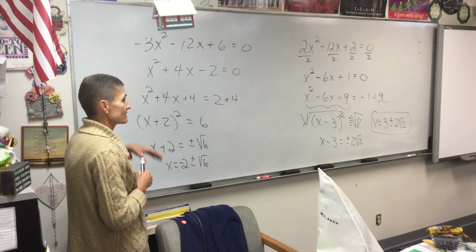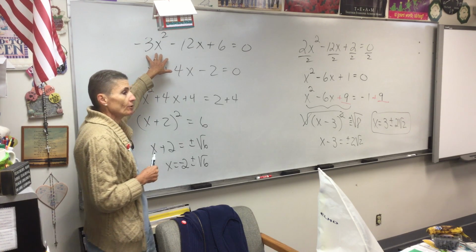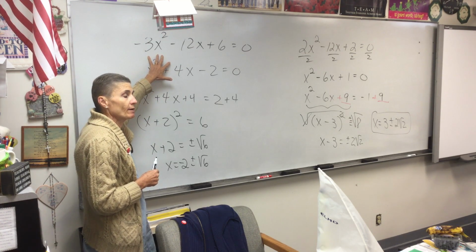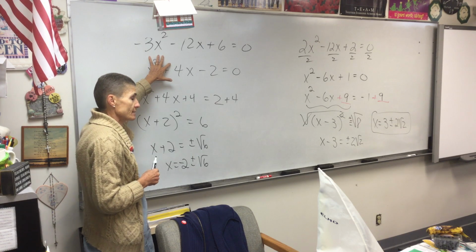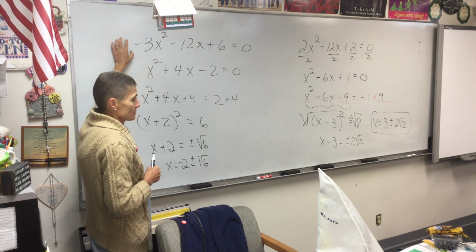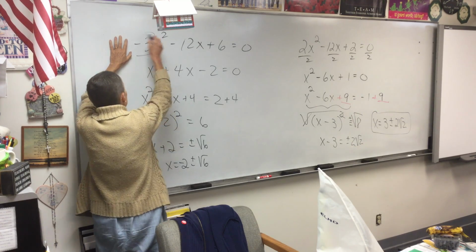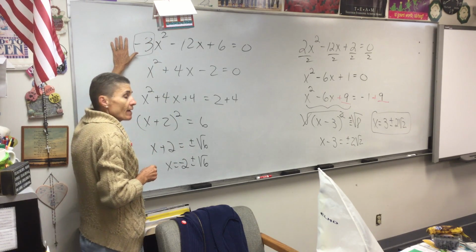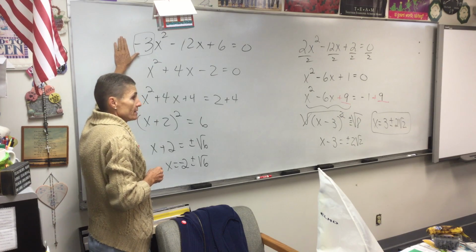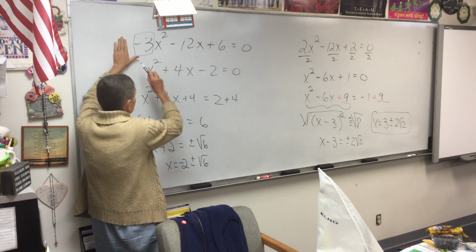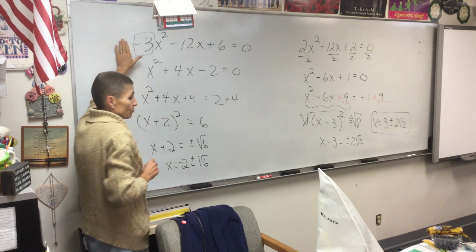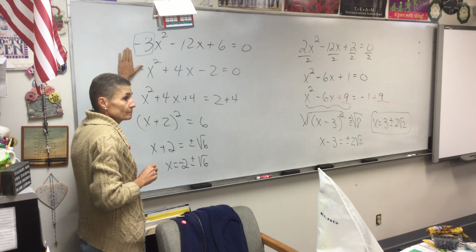Okay, let's talk about this. How do you do it? Remember, if you are completing the square, and this is really an important step, you cannot have a number here. That number has to be gone. So the first thing I did was divide everything by -3. Are you with me on that?